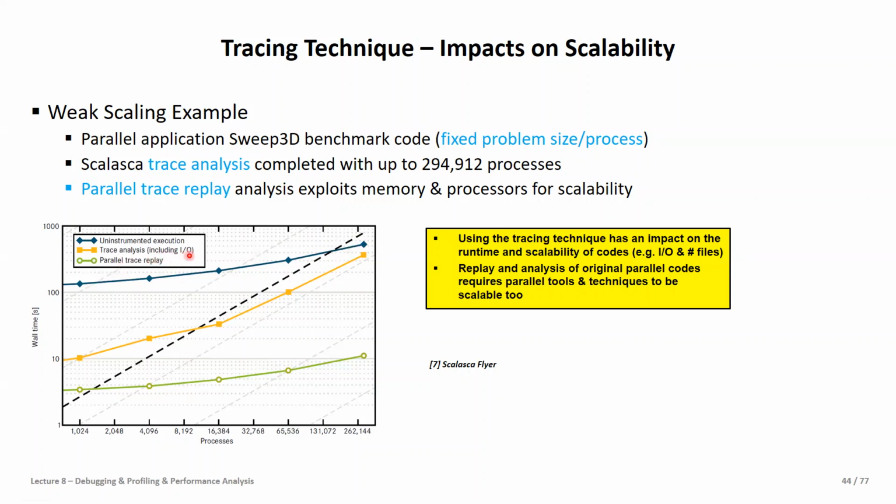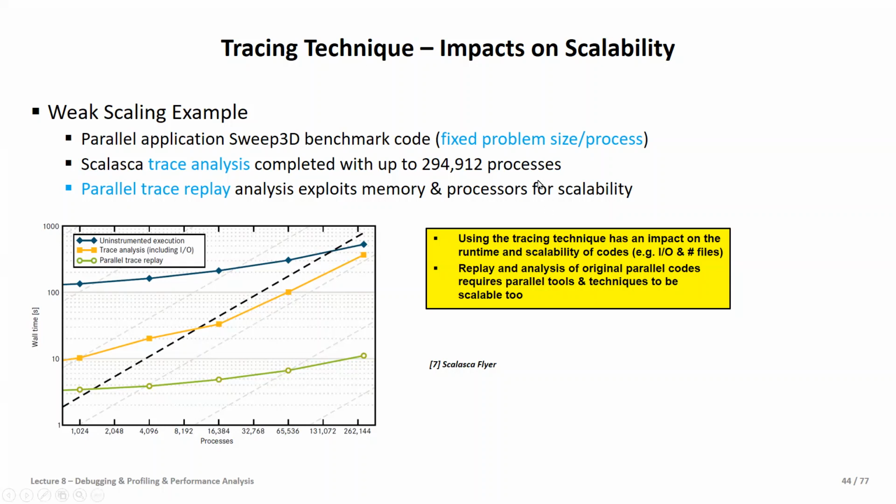But when you have the trace analysis, including IO, you see that this is a completely different runtime. It has an impact on the runtime and the scalability of codes because you now write many more events out: all the timestamps when you were entering an MPI operation, when you were coming out, when you were entering a function of your own, when you were coming out. So this is already an overhead, the drawback of doing tracing.